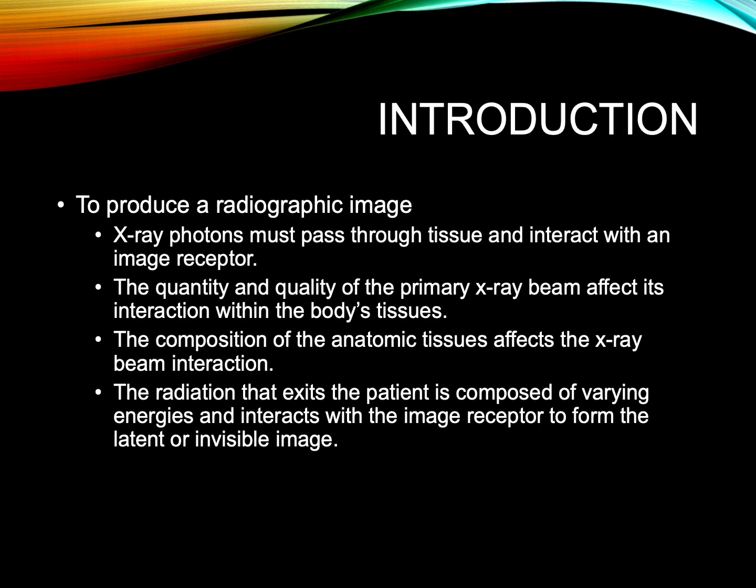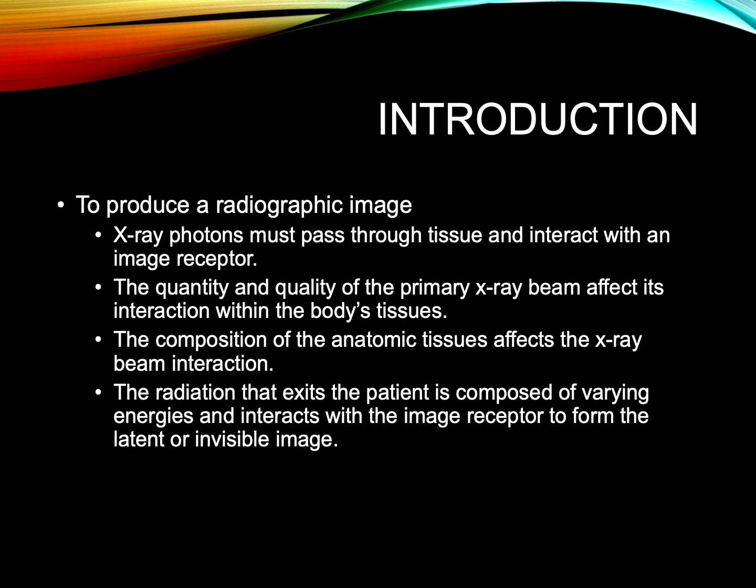To produce a radiographic image, X-ray photons must pass through tissue, which is your patient, and interact with an image receptor. The image receptor is the device that receives the radiation that leaves the patient, such as in a digital imaging system. Both the quantity and quality of the primary X-ray beam affect its interaction within the various tissues that make up the anatomic part that you will be X-raying. In addition, the composition of the anatomic tissues affects the X-ray beam interaction.